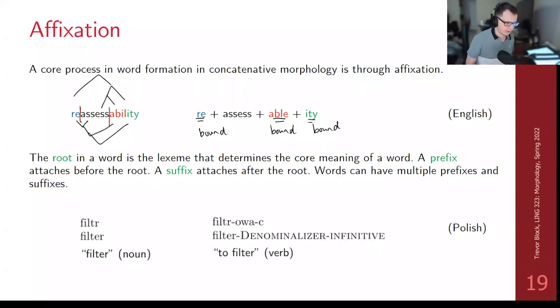So we have different types of affixes. The most common ones that we know from English are called prefixes and suffixes, things that attach to the beginning or end of a word. But we'll see some more than just that.